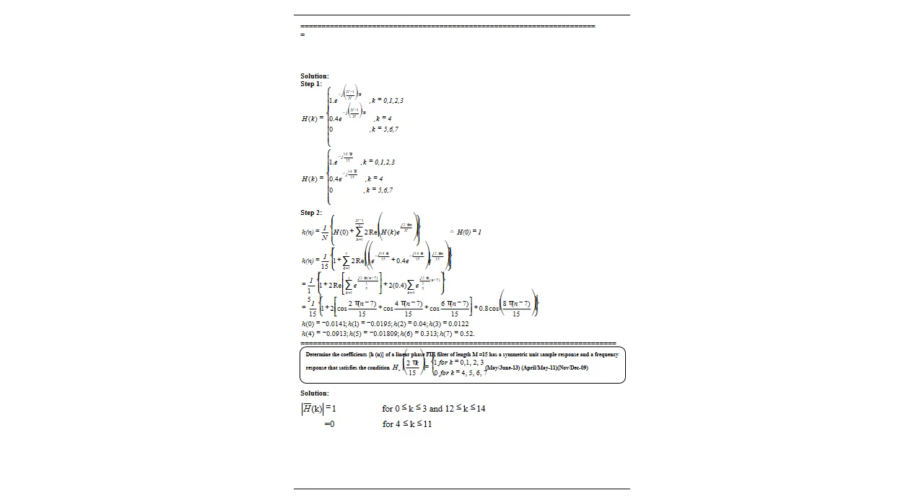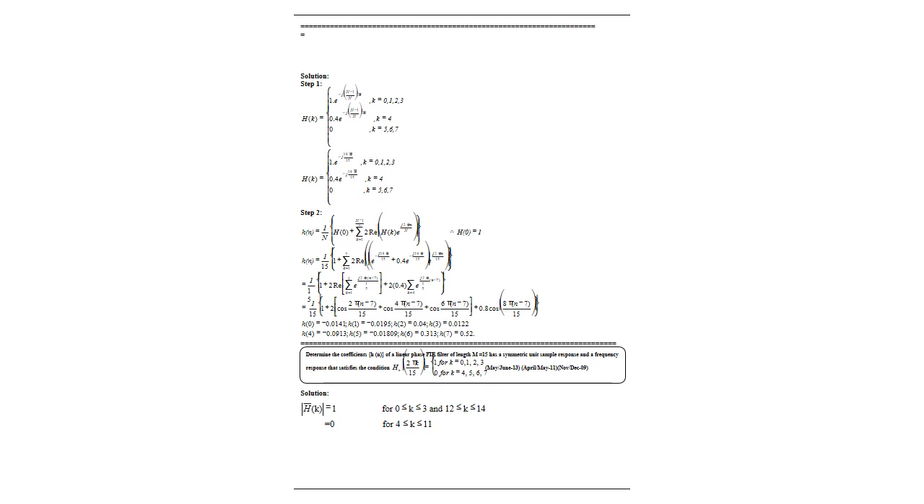So we get the final answer as 1 by 15 into 1 plus 2 into cos of 2 pi into (n minus 7) by 15 plus cos 4 pi into (n minus 7) by 15 plus cos 6 pi into (n minus 7) by 15 plus 0.8 cos 8 pi into (n minus 7) by 15. Then we have to substitute the values of h of 0, 1, 2, 3, 4, 5, 6, 7.